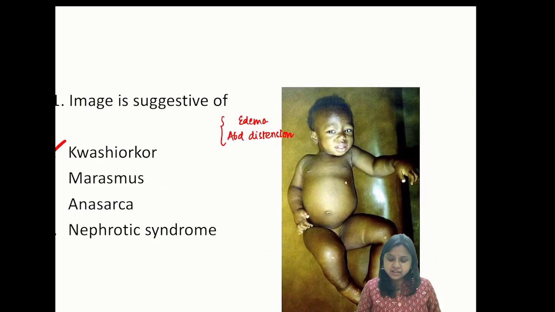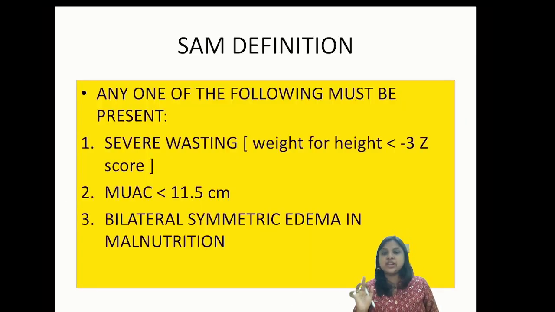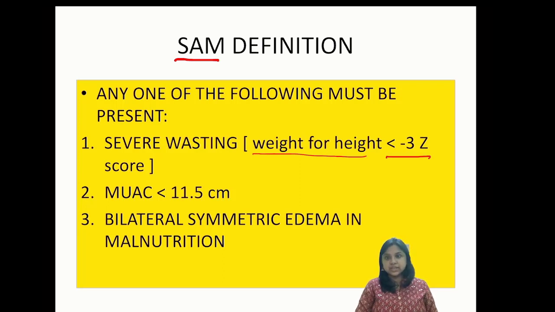So let us review this question once more. First, very important for your examination is the definition of severe acute malnutrition, the definition of SAM. And remember, any one of the following must be present. Not necessary that all the 3 criteria have to be present. It's severe wasting. What I mean, it's weight for height. Please remember, sometimes in your option, weight for height is not given. It comes like weight for age. So weight for height is less than -3 z-score. Okay. So mid upper arm circumference is less than 11.5 centimeter, and bilateral symmetric edema in malnutrition. Okay. So any one of them should be present to call it as severe acute malnutrition.